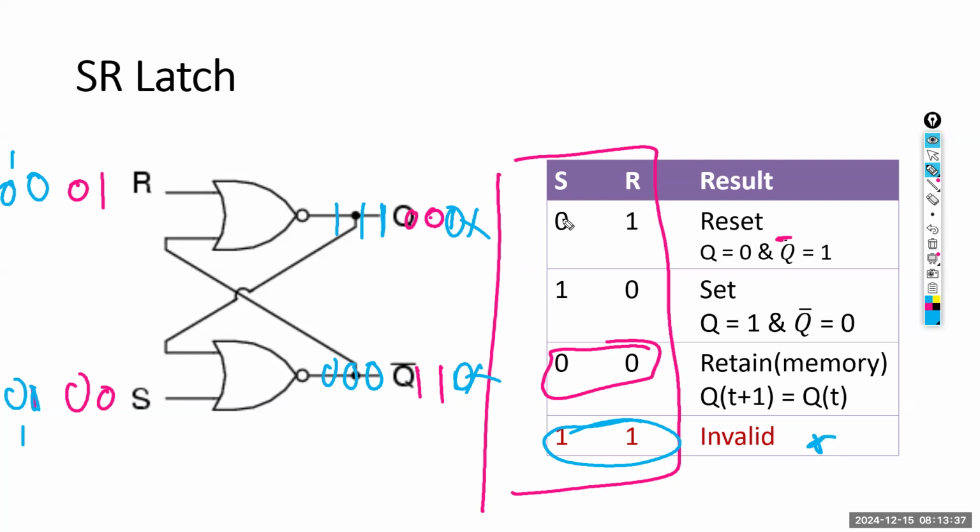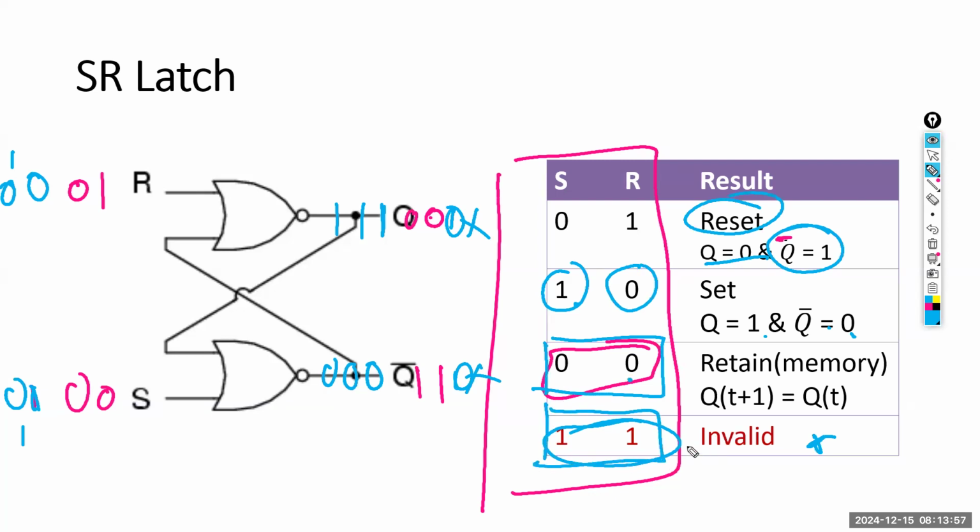So R1 S0 is reset. Reset means Q bar is 1, Q is 0. S1 R0 is set. That means Q 1, Q bar 0. 0, 0 means whatever the previous state is, it is retained. 1, 1 must not be given because it will lead to an invalid situation. Both Q and Q bar get the same value. So if someone asks you to explain the SR latch, its behavior, this is the behavior.